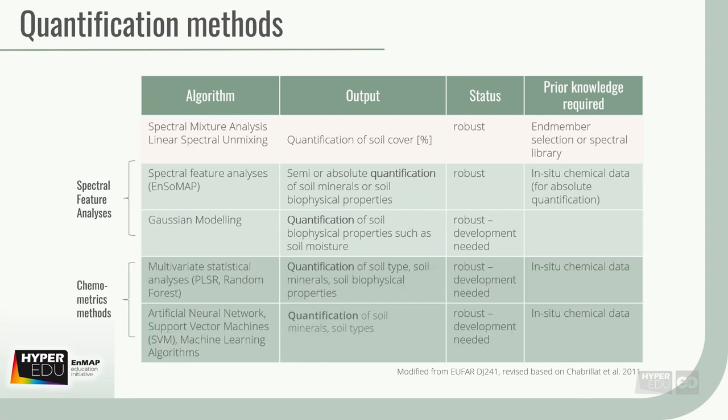Most commonly used in soil spectroscopy are statistical multivariate machine learning approaches, also referred to as chemometrics. They include multivariate statistical analyses, such as partial least squares regression, PLSR for short, as well as machine learning algorithms, such as random forest, artificial neural networks, and support vector machines. Chemometrics methods require in-situ information and allow for the retrieval of soil type, soil minerals, and soil bio- and geophysical properties. To reduce the risk of overfitting the machine learning model, the database should ideally be split into a set of training and independent test data for evaluation. While some approaches are very established and robust, others may benefit from further development, also with respect to user friendliness.